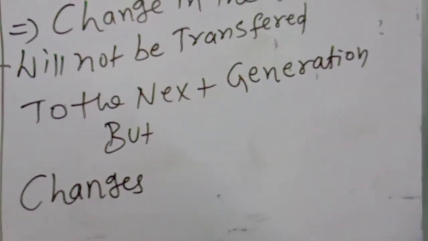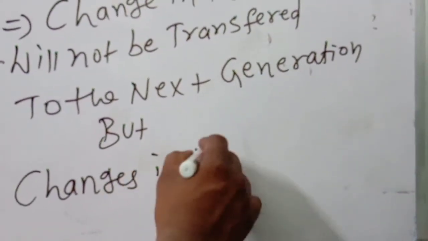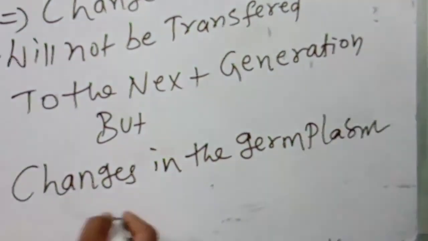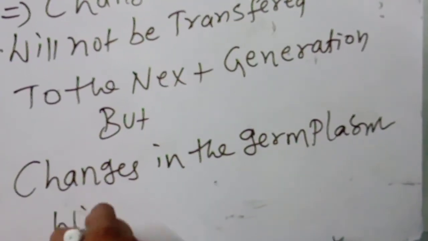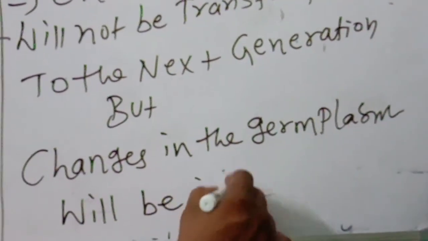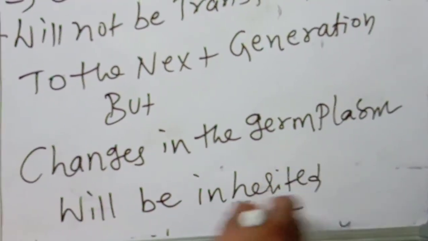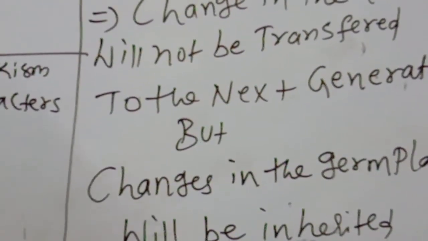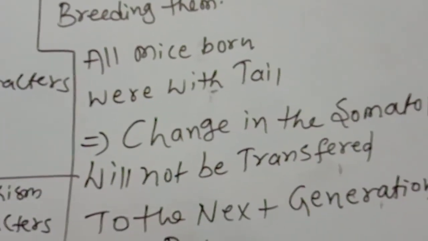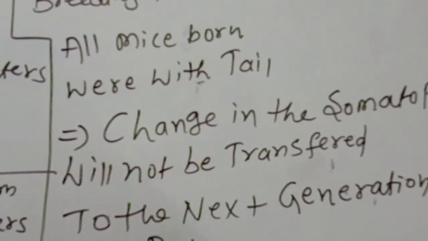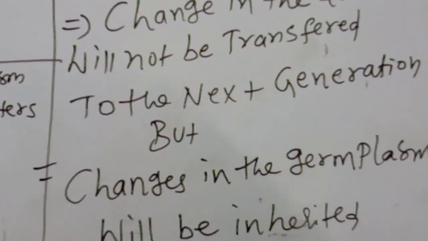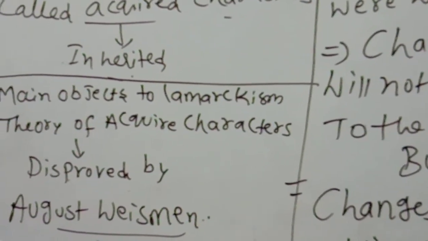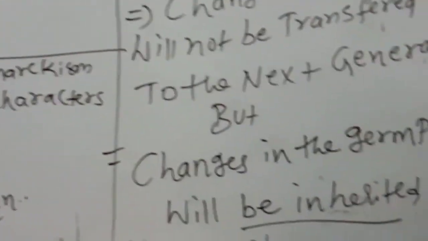What August Weismann said is that changes in the germplasm will be inherited. Germplasm means gametes, which are helpful for reproduction. If a change happens in the gametes, that is germplasm, and it will be inherited. So changes in the somatoplasm will not be transferred to the next generation, but changes in the germplasm will be inherited. Like that, August Weismann disproved Lamarck's theory of inheritance of acquired characters.